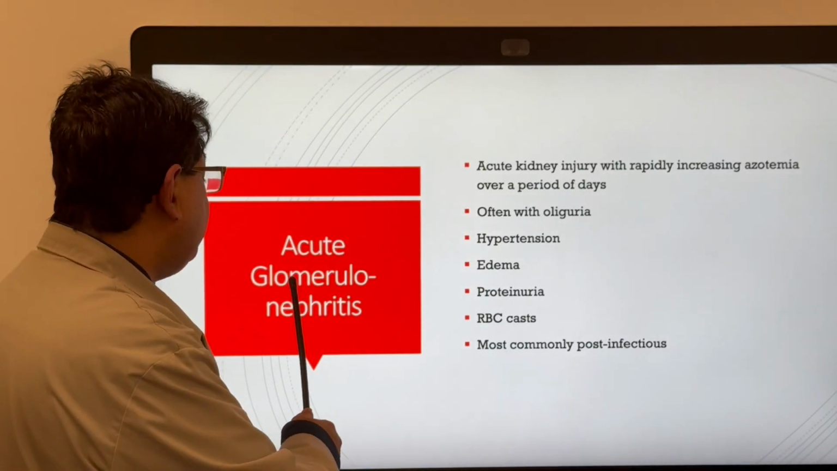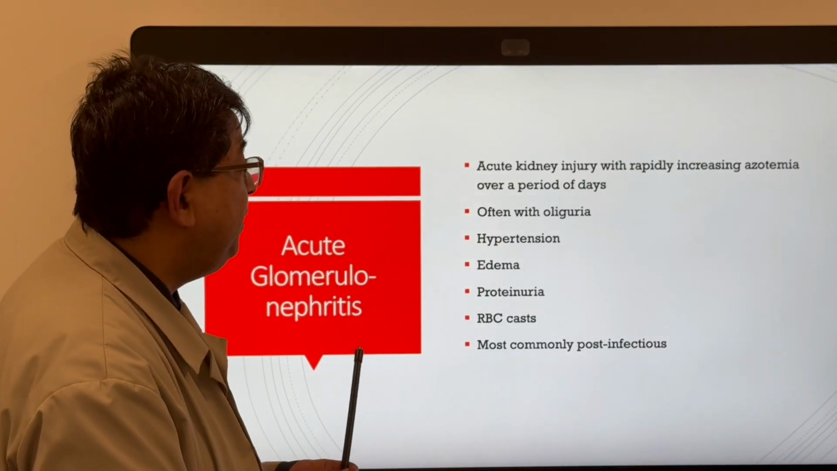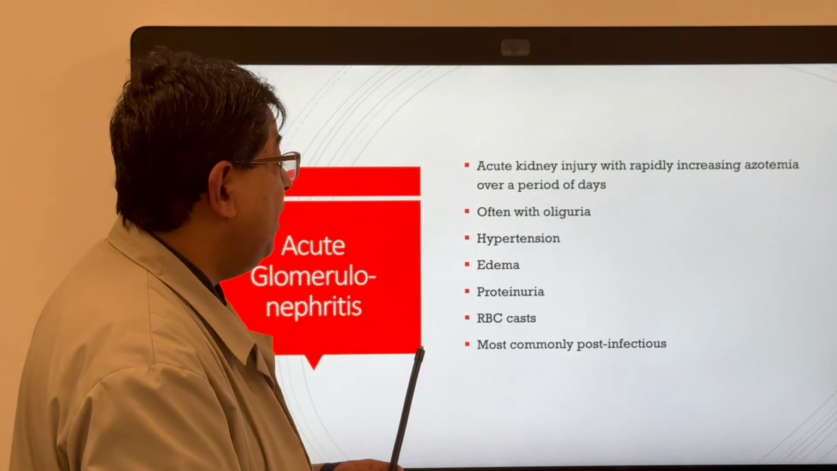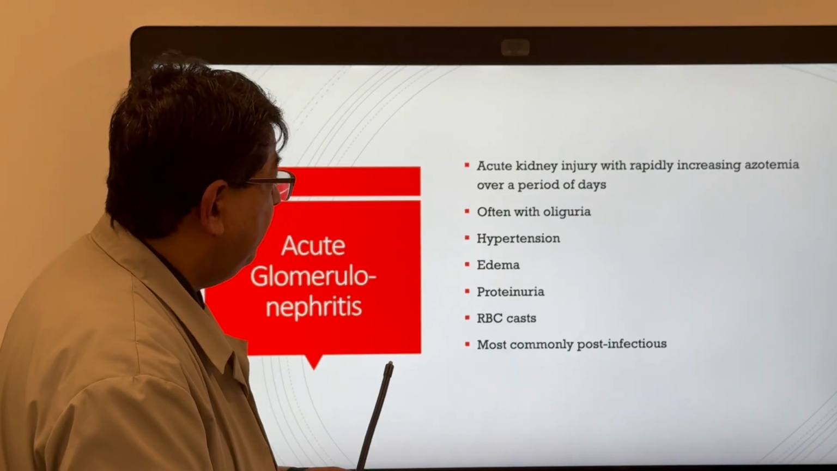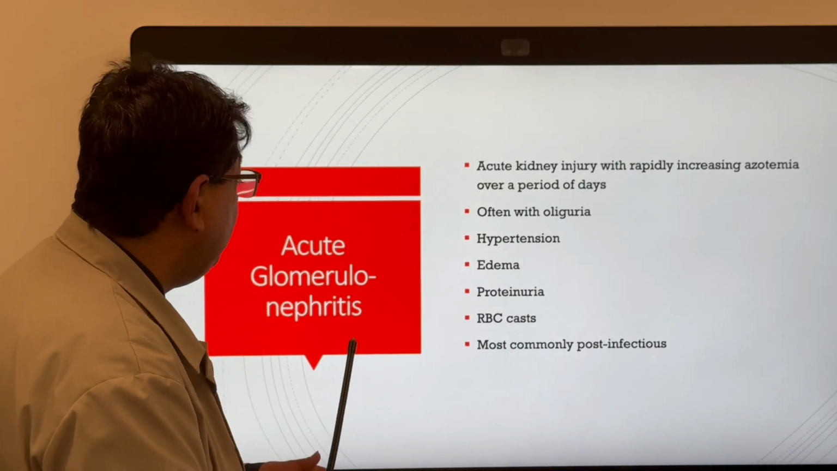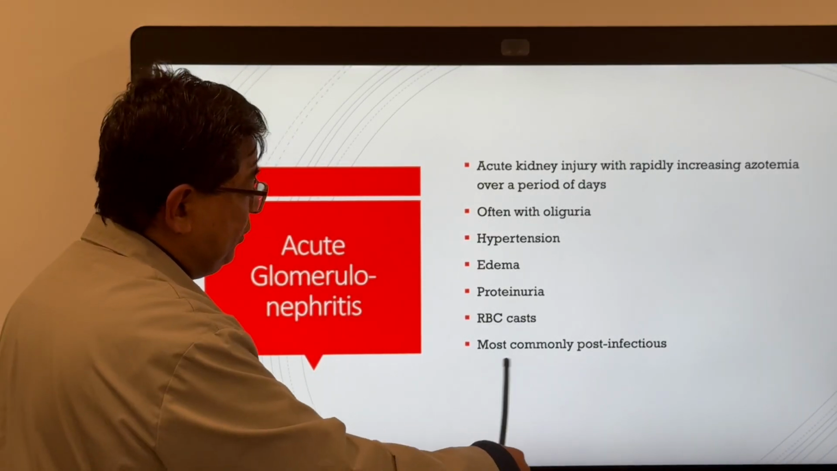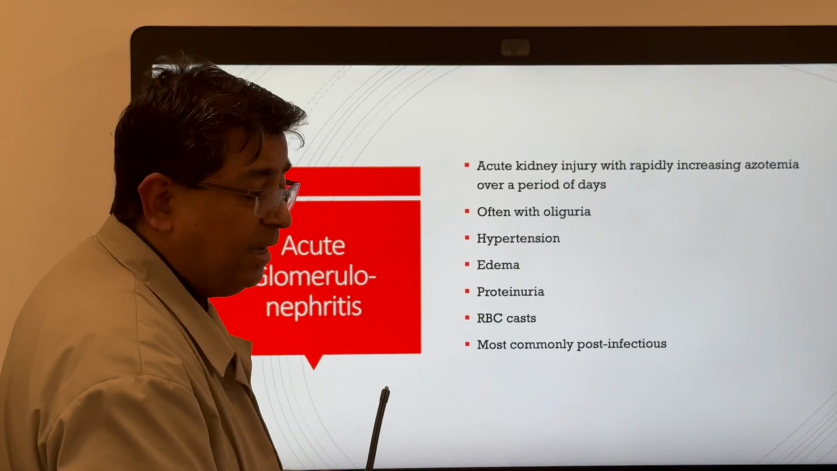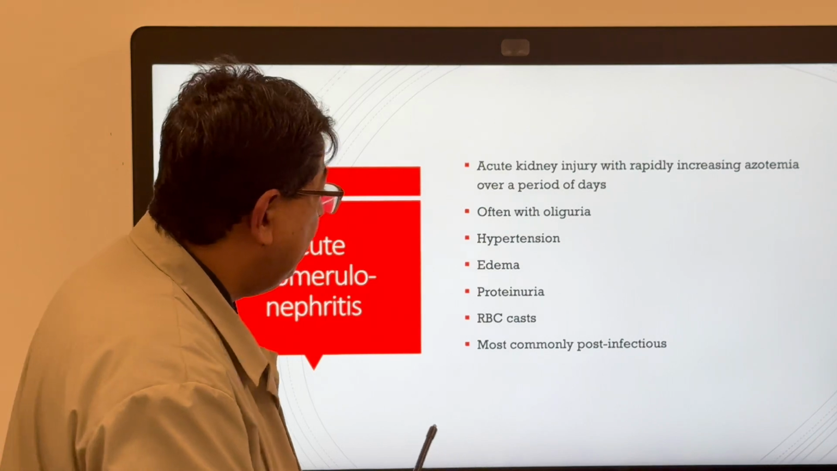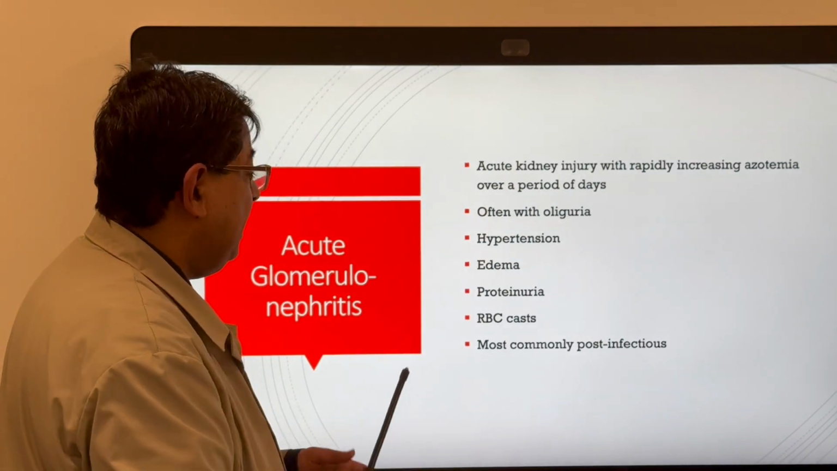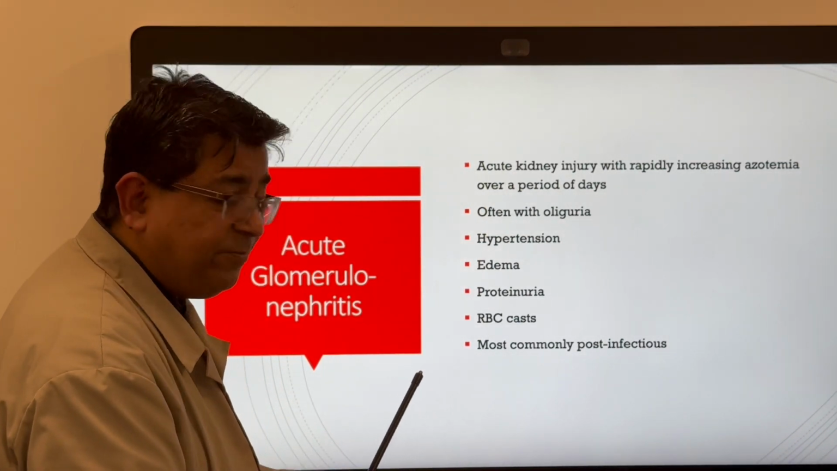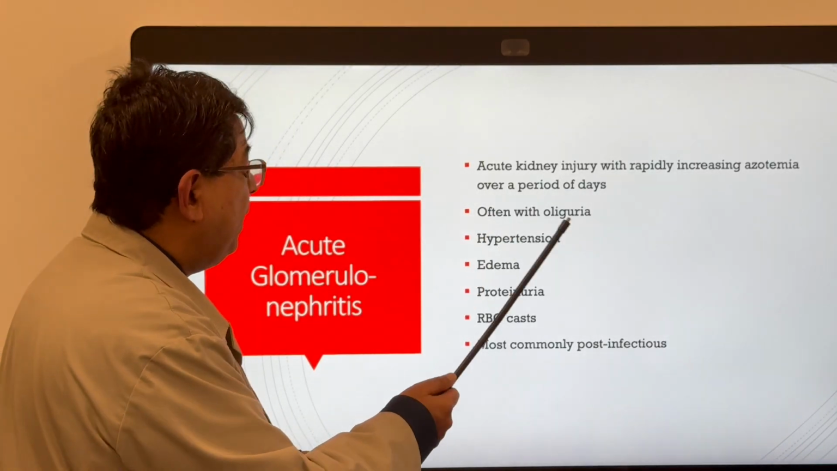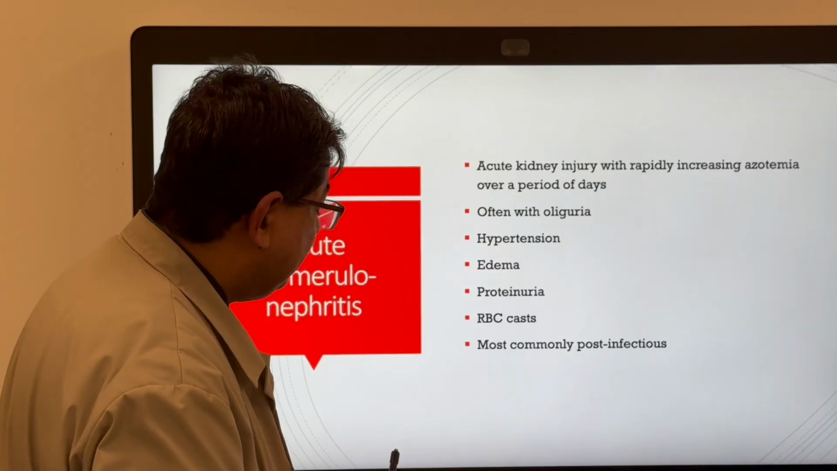You can have acute glomerulonephritis. This is acute kidney injury with rapidly increasing azotemia over a period of days. The most common cause of acute glomerulonephritis is post-infectious. This usually presents like typical acute kidney injury: decreased urine output, and the patient is hypertensive because of the acute kidney injury. The patient has edema, proteinuria, and RBC casts.